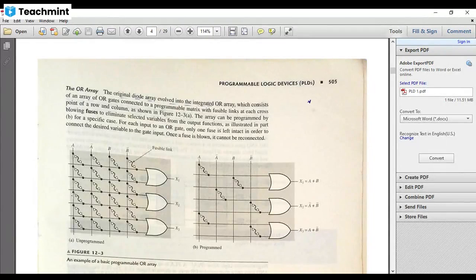Suppose here it is a blank, unprogrammed OR array, and here is the programmed OR array. What we want across x1, x2 and x3 is that x1 is a plus b, x2 is a bar plus b bar, and x3 is a plus b bar. So all these Boolean equations we are requiring.